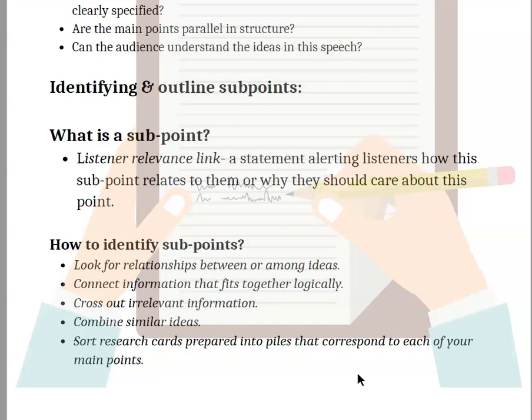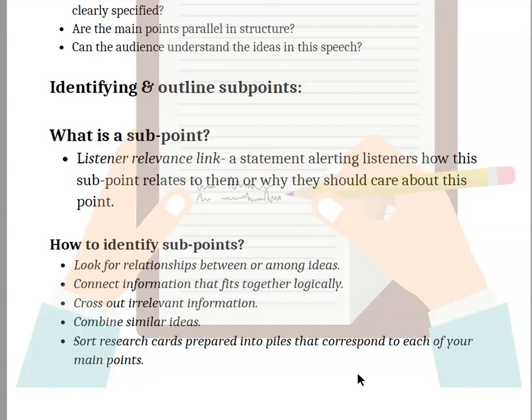So use something that relates to your audience, also known as a listener relevance link, where you can actually relate to your audience with the point. You can use daily life experience, for example, something that is very close to your audience so that your audience can get the picture of what you are trying to say. So how do you identify this sub point?